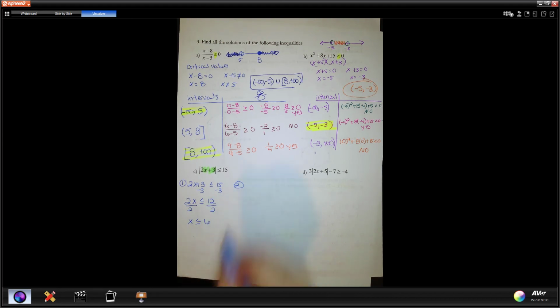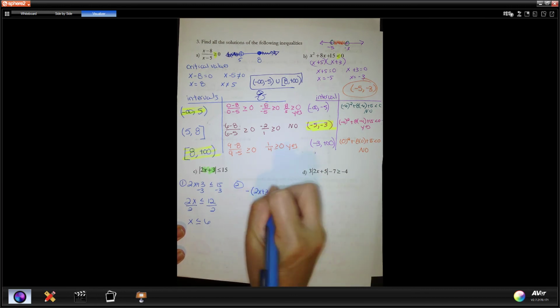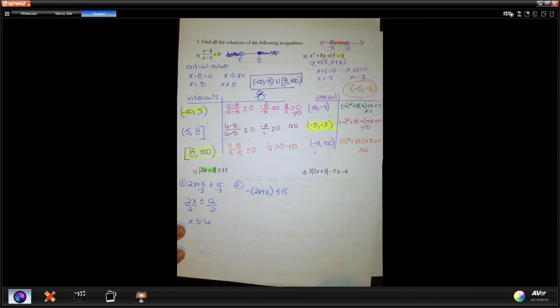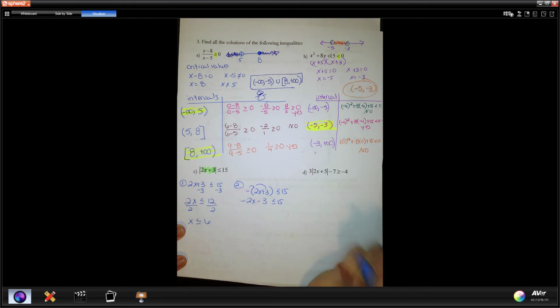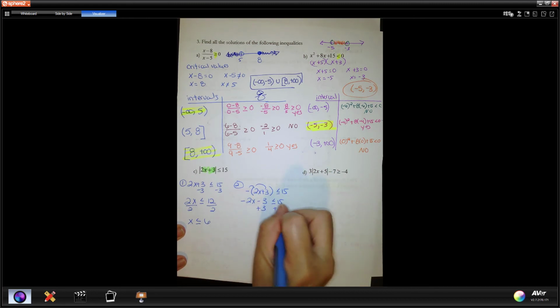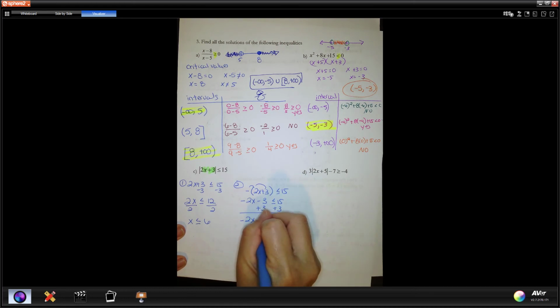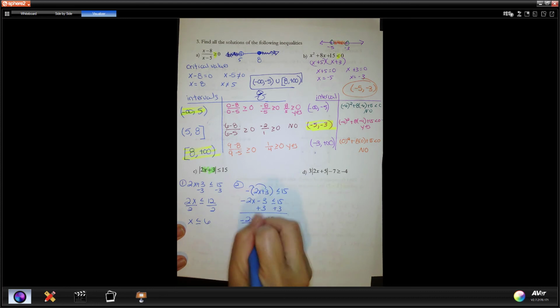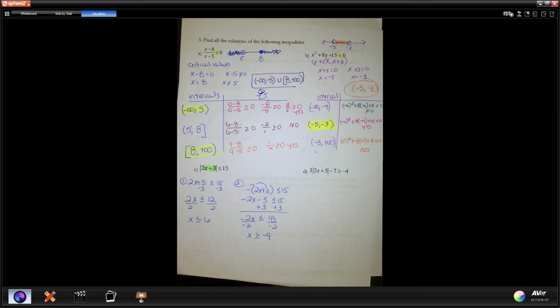And then our second one, we would do the opposite of our quantity. 2x plus 3 is less than or equal to 15. Go ahead and distribute that little negative. So negative 2x minus 3 is less than or equal to 15. Add 3 to both sides. Negative 2x is less than or equal to 18. Divide by negative 2. So x is greater than or equal to negative 9, because don't forget to flip that inequality symbol when we divide.